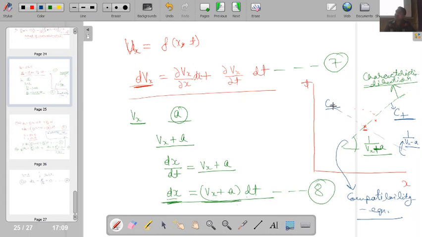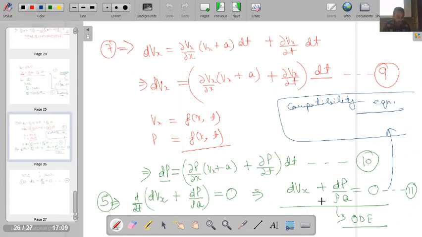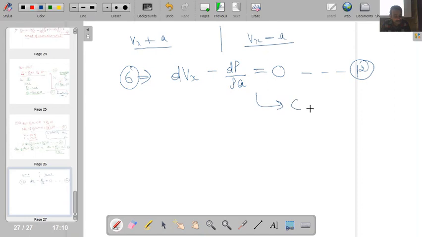Because between the disturbance and local flow, there can be motion in the same direction as well as in the opposite direction, I will have two characteristics here. One I call the C plus characteristic, and the second I call the C minus characteristic. Along the C plus characteristic, my equation dvx plus dp by rho A equal to 0 is applicable, and along the C minus characteristic, my compatibility equation is dvx minus dp by rho A equal to 0. Is this point clear?